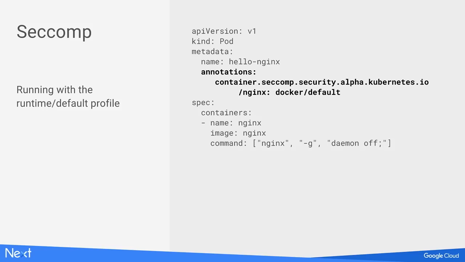So this is alpha in Kubernetes. If you want to use this, it's kind of the same thing as before. You set the annotation on your container. And for this one, we're using the Docker default profile.